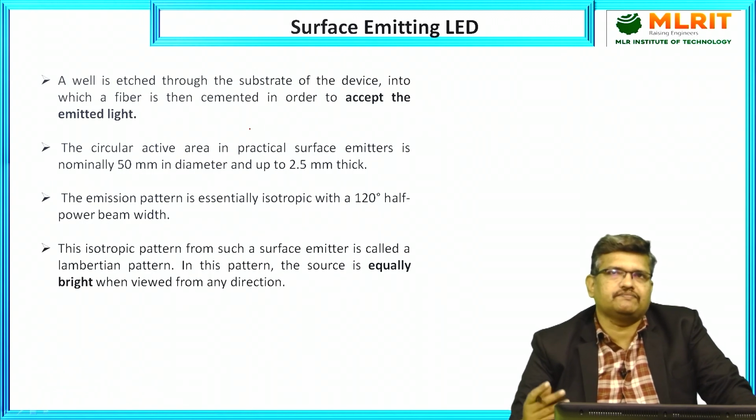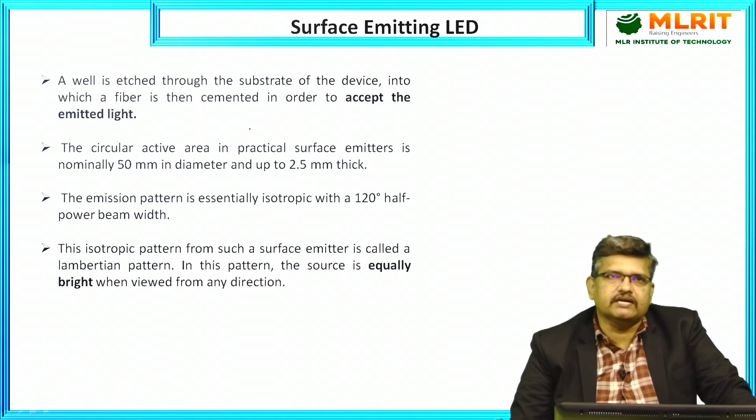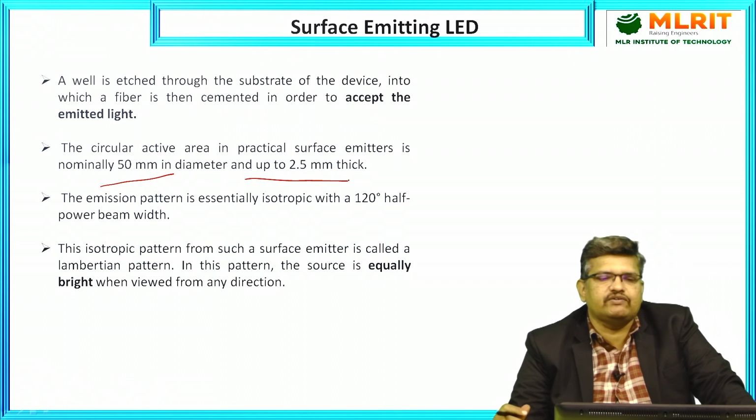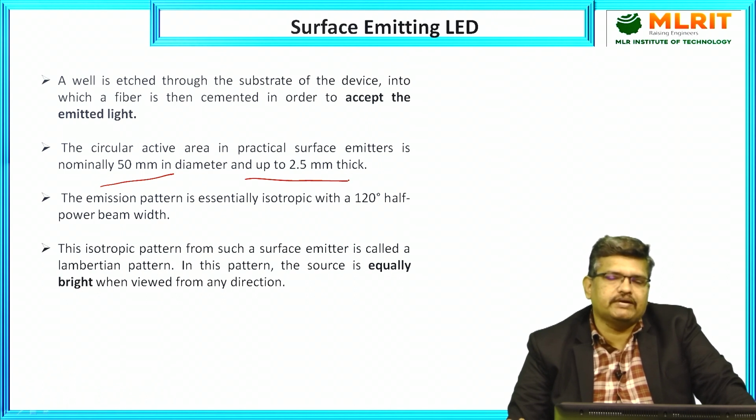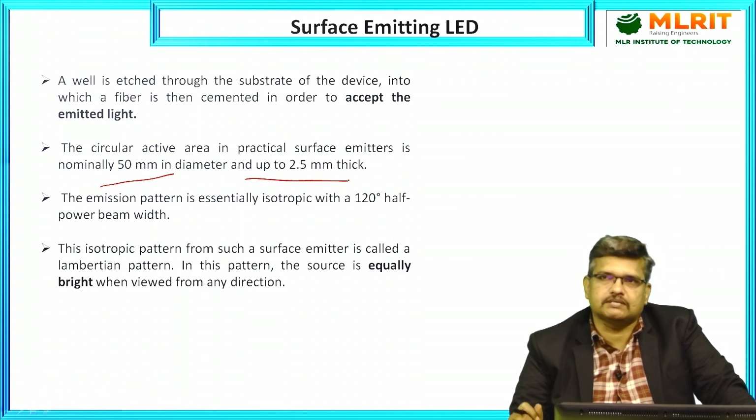Now coming to the surface emitting LED, another important point is the dimensions. The circular active area of the surface emitter is nominally 50 micrometers in diameter and up to 2.5 micrometers thick. Another important parameter is the emission pattern, which is isotropic with a 120-degree half-power beam width. These two are very important. The well is etched through the substrate of the device, and the fiber is cemented in it to accept the emitted light. This is the concept behind the surface emitting LED.